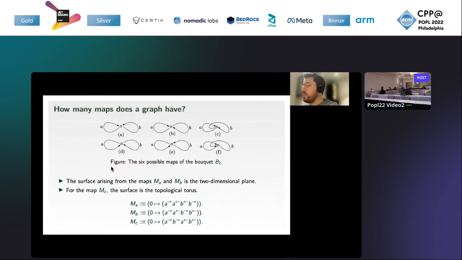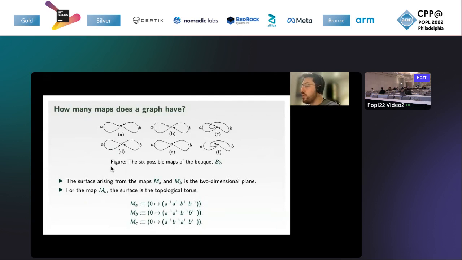So a graph may have many maps, and each map defines an implicit surface. In this case, I present the example of 6 possible maps for the bouquet B2. The maps in the first 2 columns define a surface of the 2-dimensional plane. However, in the third column, the maps define a topological torus.